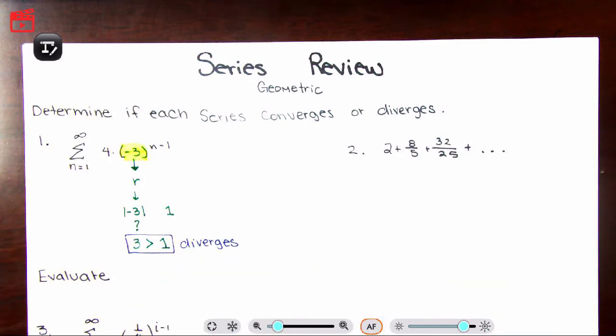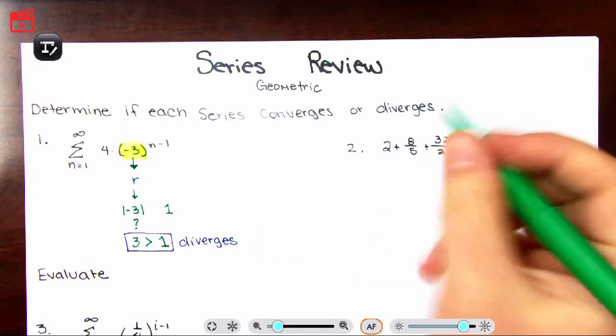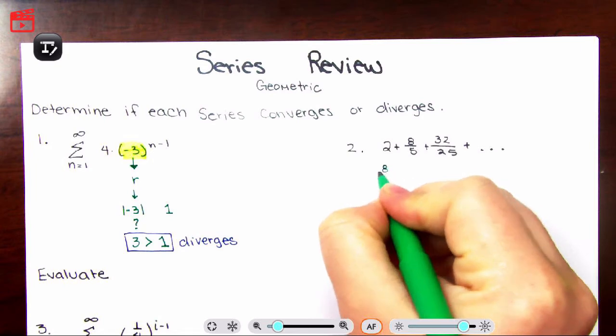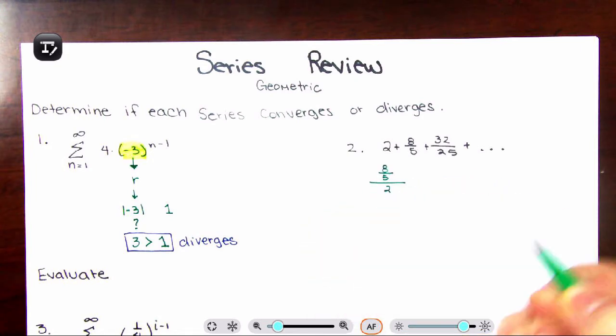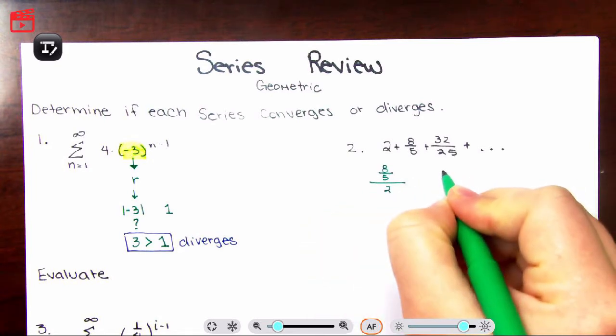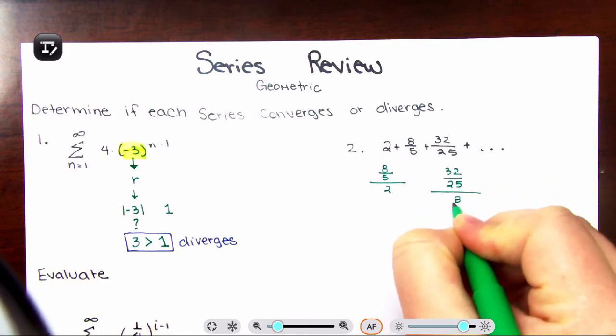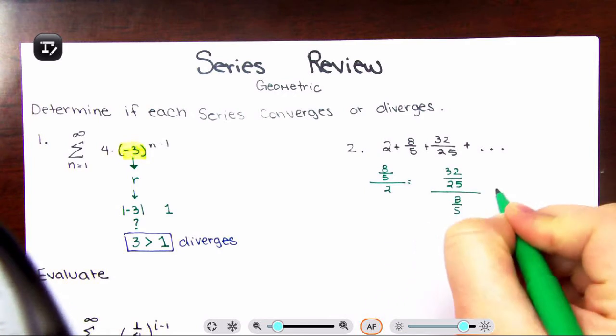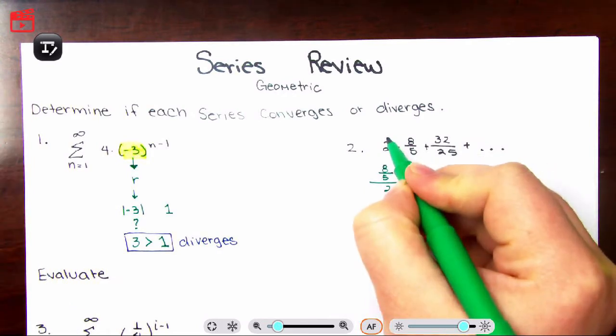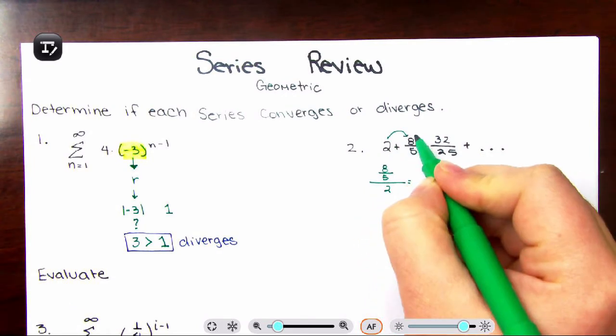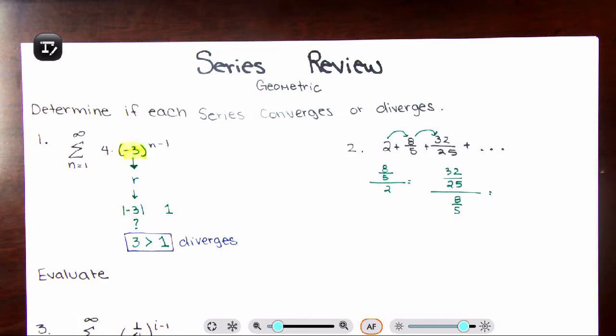Now on number 2, this one does not give us our common ratio. That is something that we have to find. Make sure you're finding it the right way. For a geometric series or sequence, we have the common ratio by taking your right number, dividing by your left number. Now you can do this if you want using multiplication. 2 times what is 8/5? 8/5 times what is 32/25?